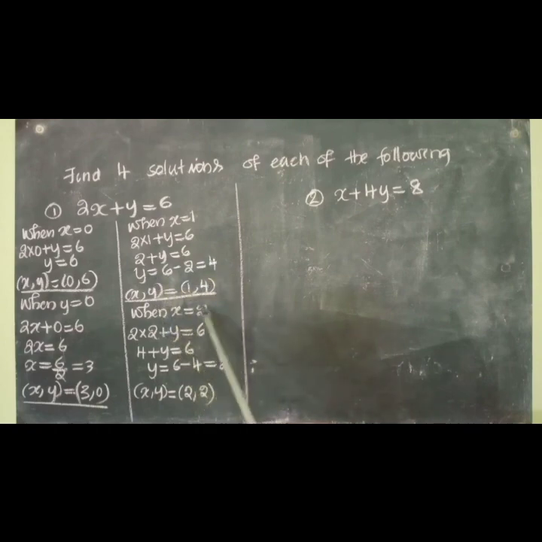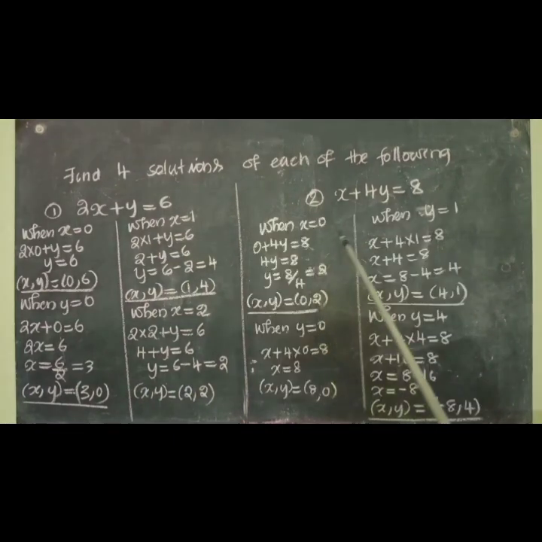Then when x equal to 2, 2 plus y equal to 6, y equal to 6 minus 2 equal to 4. Therefore (x, y) equal to (2, 4). So I found 4 solutions. You can find out different solutions also.